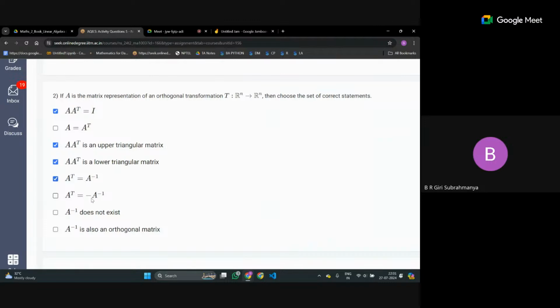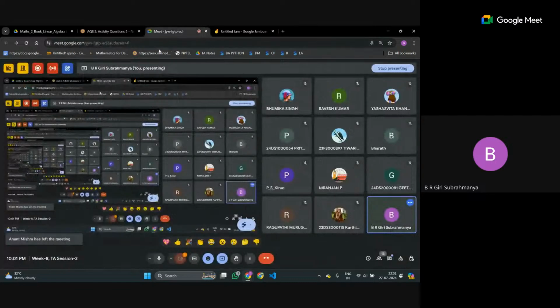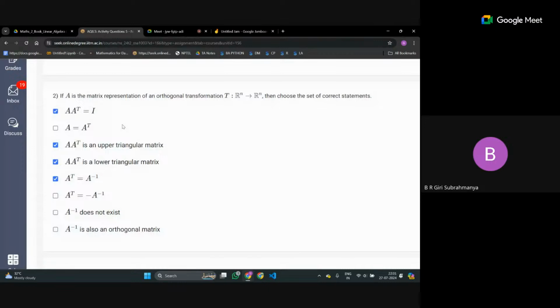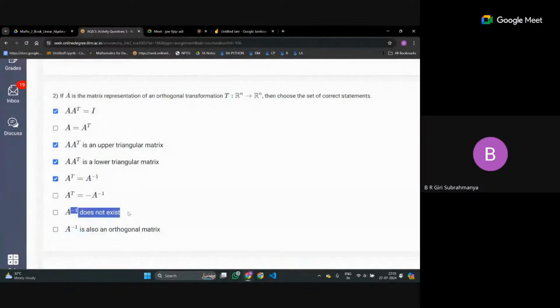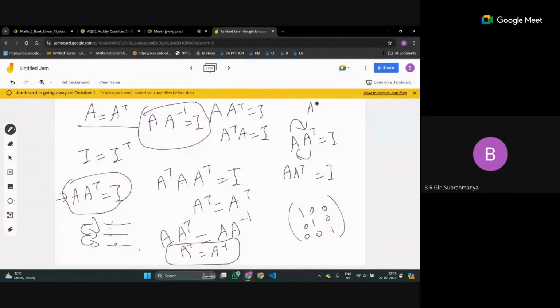It is equal to A inverse, it's not going to be equal to minus A inverse. So this one is not true. And the option saying A inverse does not exist: A inverse does exist, right? We have seen that A inverse exists because A is invertible. So this option is again not true. And the last option is A inverse is also an orthogonal matrix. Is it true? What is A inverse? A inverse is your A transpose, right? We know that A transpose A is equal to I. So if A is an orthogonal matrix, then A transpose should also be an orthogonal matrix. Clear? So the last option is also correct.